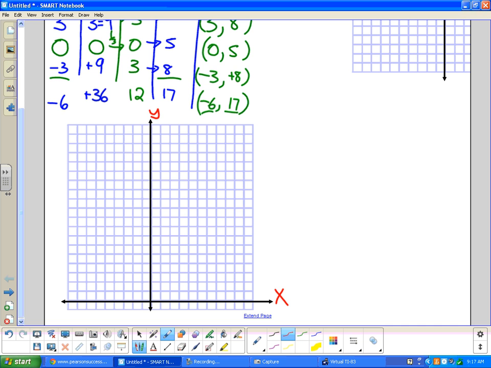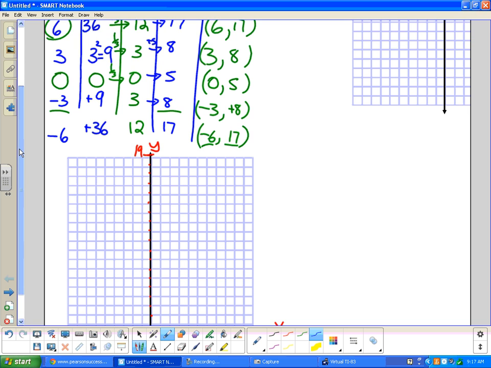This goes side to side. 1, 2, 3, 4, 5, 6, 7, 8, 9. So it goes to 9 out here. 1, 2, 3, 4, 5, 6, 7, 8, 9, 10, 11 out to here. Again, it's not a big deal if it's not in the middle. And then up, 1 through 19 up to here. Now we're just going to take our values and graph them.